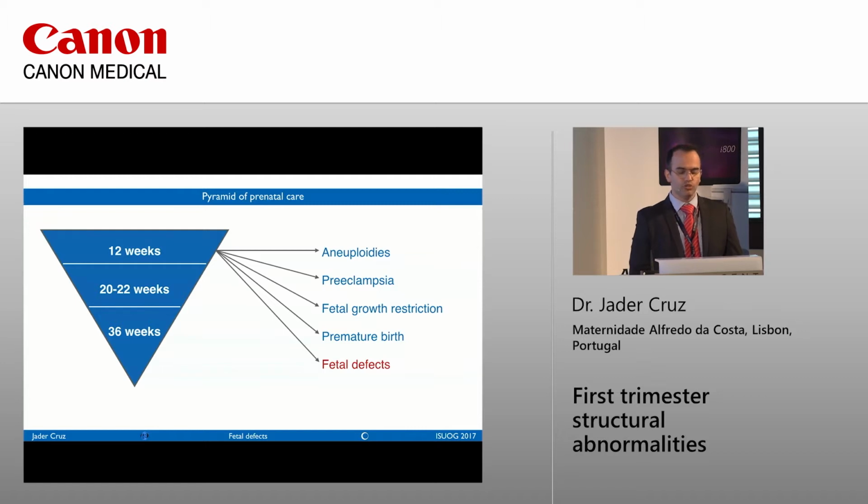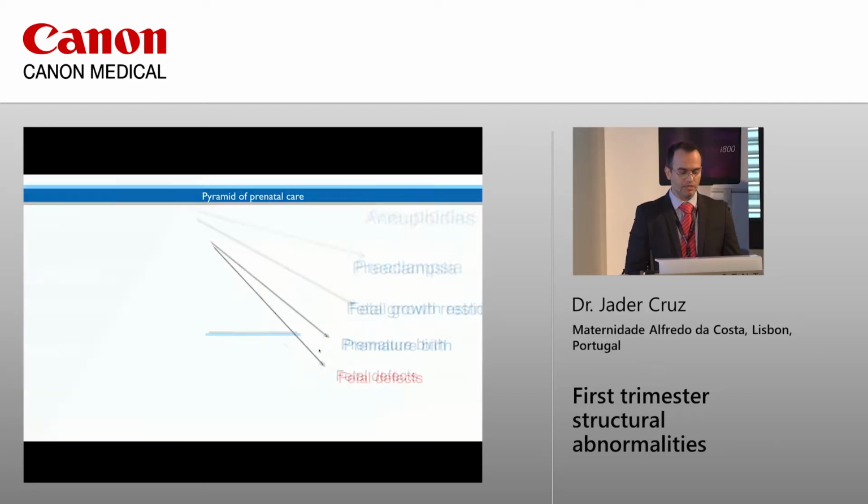It is true that in the first trimester you can screen for major structural abnormalities, for aneuploidies, for preeclampsia, for fetal growth restriction. You're going towards screening for premature birth already in the first trimester. And because we learn to see the baby in the first trimester, we learn the anatomy and how to look at the structures, and then we can detect more of the major structural defects in the first trimester.